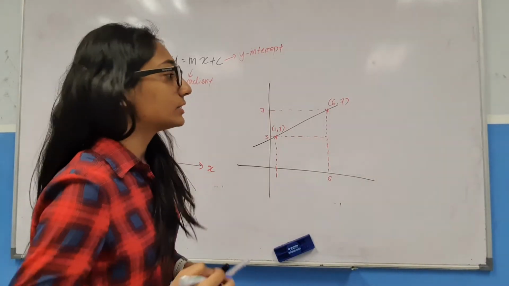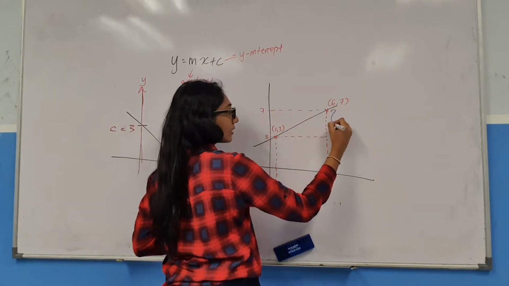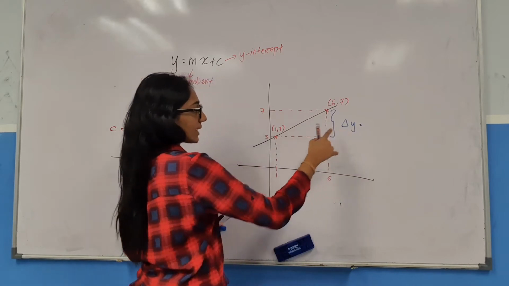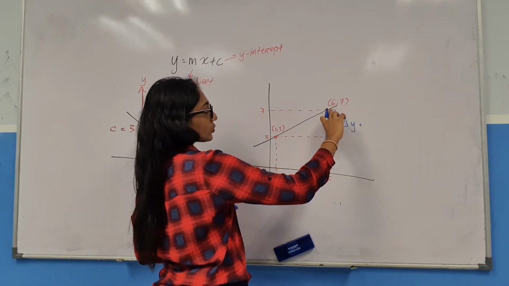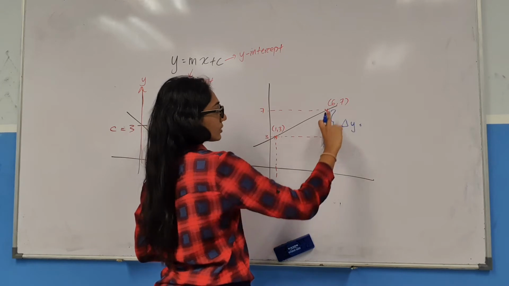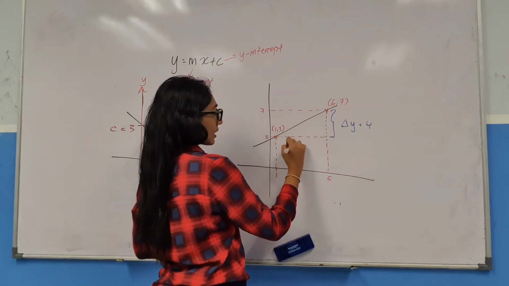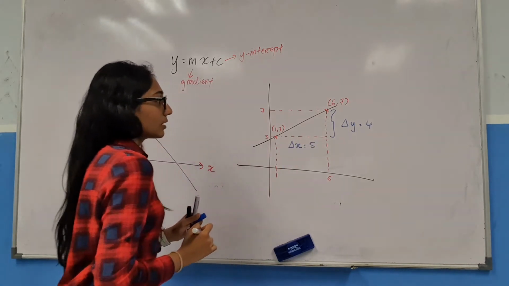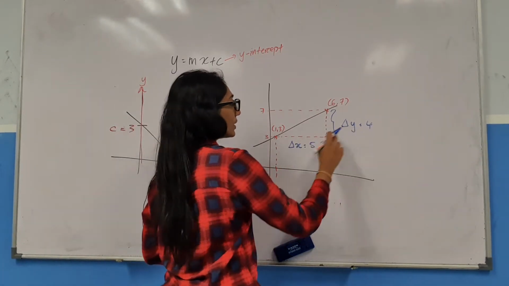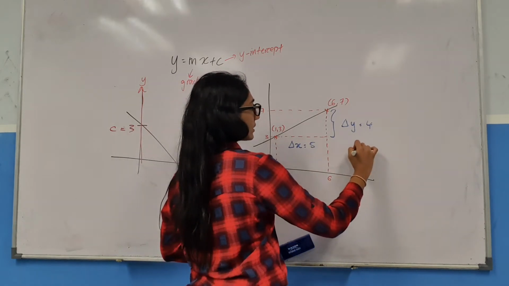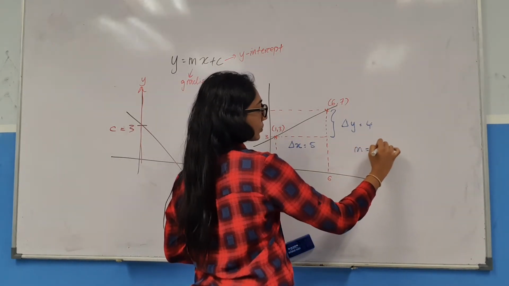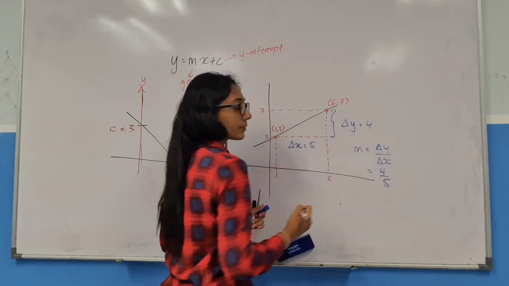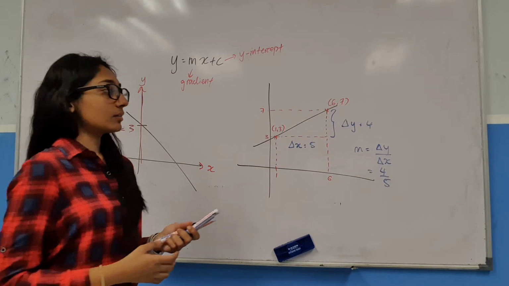Now how to find the gradient? I take the difference in y. This means this difference, the change in y. 7 to 3 is 4. The change in x is from 1 to 6, so 5. So to find the gradient, I just take 4 divided by 5. My gradient is the change in y divided by the change in x, which is 4 over 5.